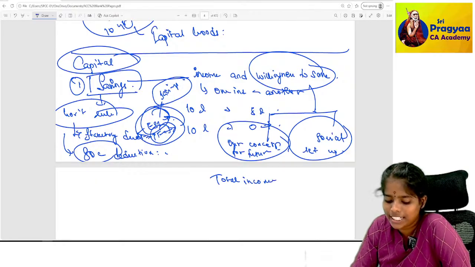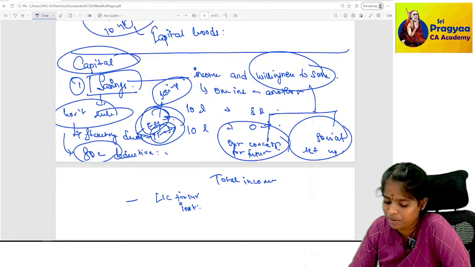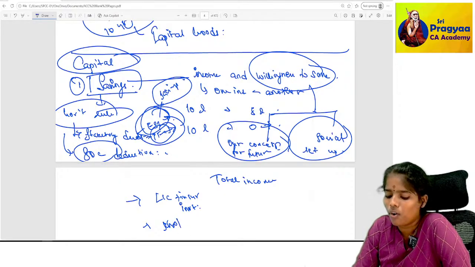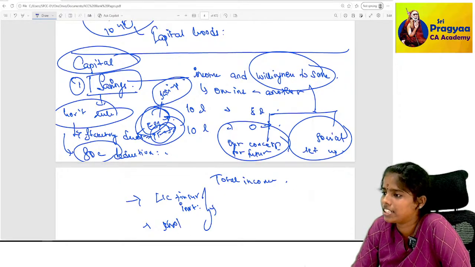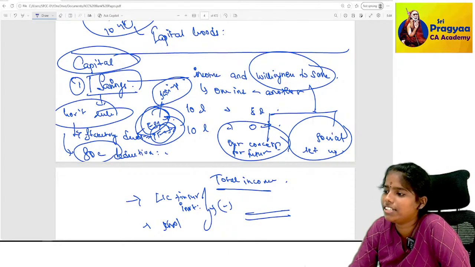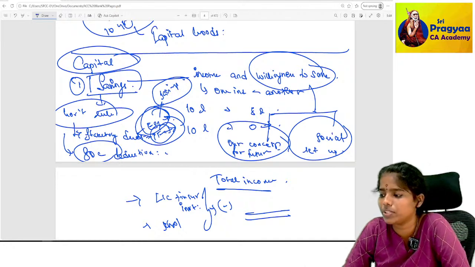ஃபார் எக்ஸாம்பிள் எல்ஐசியில் நான் இன்சூரன்ஸ் எடுத்திருக்கேன், ஆர் போஸ்ட் ஆஃபீஸில் ஏதாவது இன்வெஸ்ட்மெண்ட் பண்ணியிருக்கேன், எல்ஐசி ப்ரீமியம் பே பண்ணது, ஸ்கூல் எஜுகேஷன் ஃபீஸ் கட்டினது, all these things I can claim it as a deduction. இந்த total income ல இருந்து இதை மைனஸ் பண்ணிக்கலாம். So this is one kind of an initiative which the government has taken in order to increase the savings of individuals.